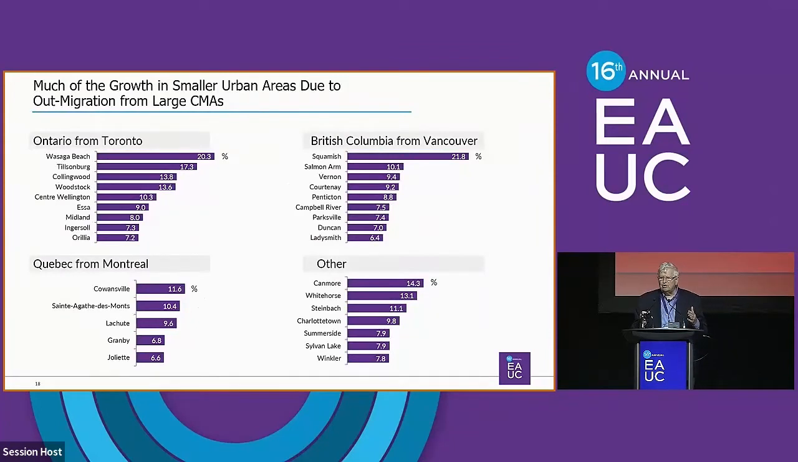So where did these folks go who left the big cities? Many of them went 2-3 hours away from Montreal, Toronto, or Vancouver. You can see in Ontario, Wasaga Beach, Tillsonburg, Collingwood, places growing fairly rapidly. In BC, places like Squamish, Salmon Arm, Vernon, some on the mainland, some on the island, growing quite rapidly. In Montreal, down in the eastern townships, up in the Laurentians, places starting to grow.